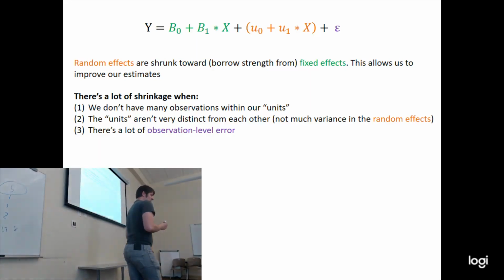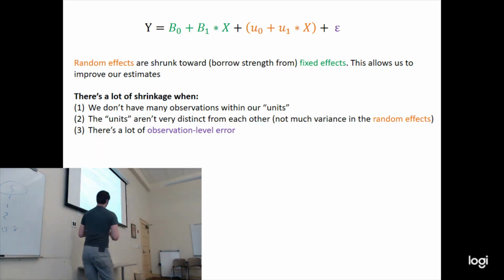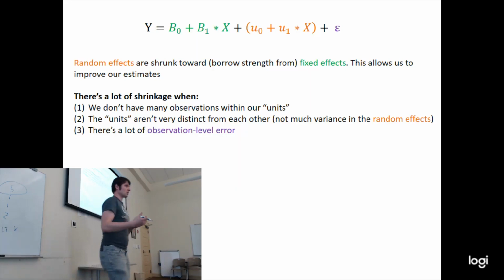Then the last thing that can make shrinkage happen, to a greater extent, is if there's a lot of observational error. If there's a lot of observational error, it means that each observation that we get is more distinct from the other observations. So we can gain more from looking at our common estimate across observations than we can from looking at this one reviewer's scores.